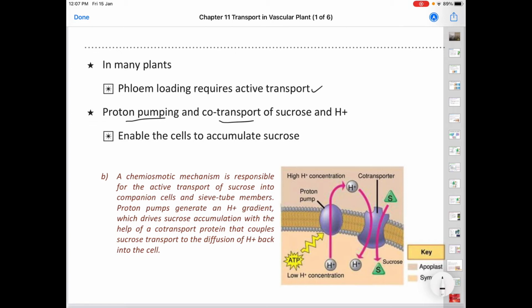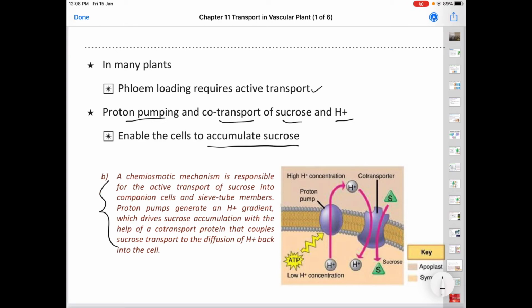But in xylem, the plant takes in H+ and nitrate. If you still remember, in xylem, the plant takes in H+ and nitrate to control pH changes. But in phloem, the proton pumping and co-transport are used to transport the sucrose and also the H+. So the presence of H+ will also have effects on the accumulation of the sucrose.